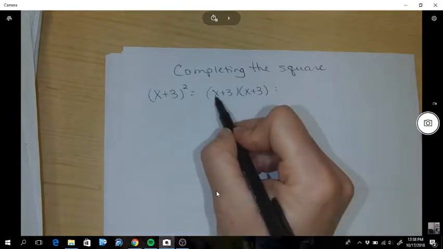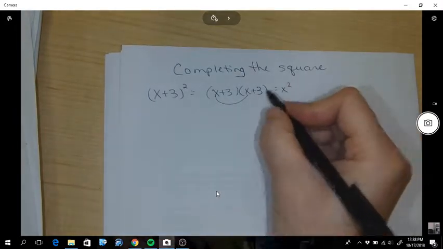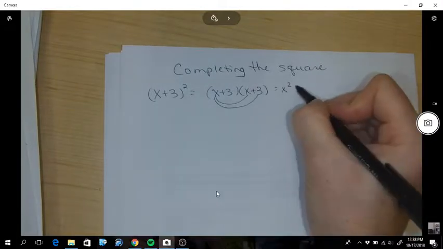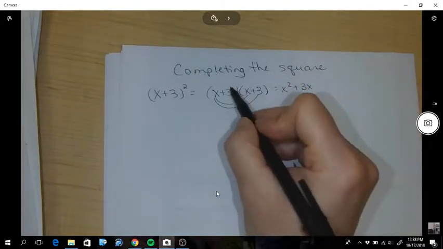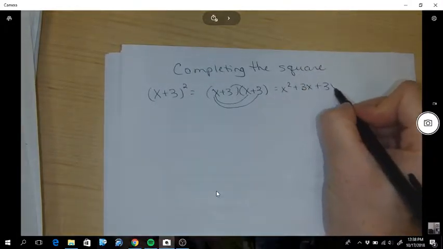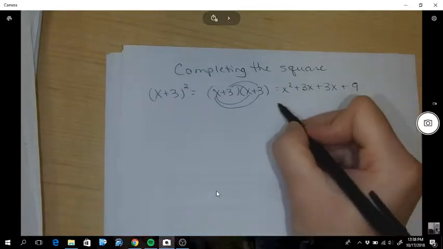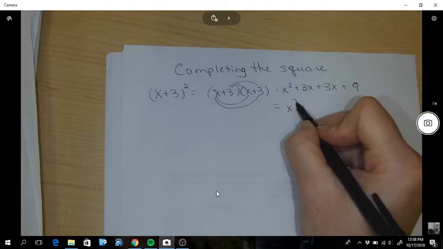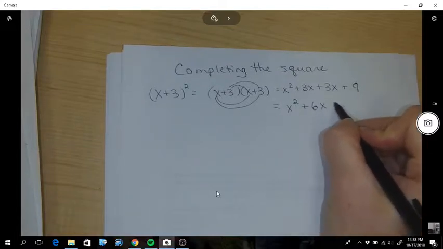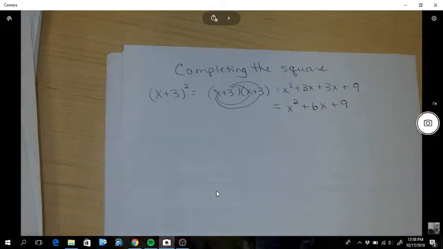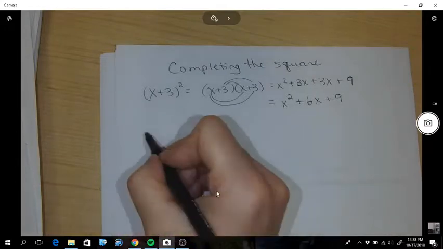So if we FOIL it, we get x squared plus 3x. Insides make 3x, and the L of the FOIL makes 9. In other words, it's x² + 6x + 9. Okay, let's try this one.